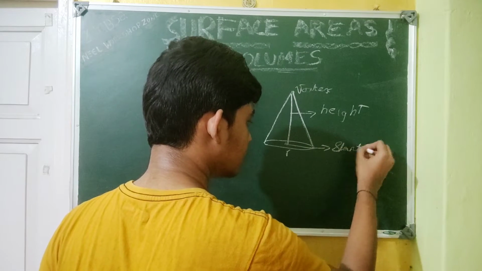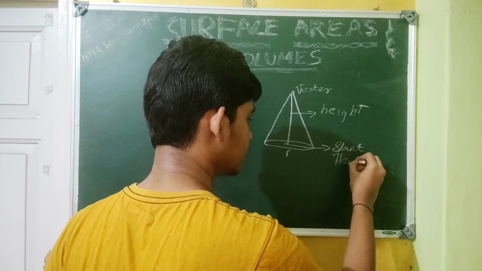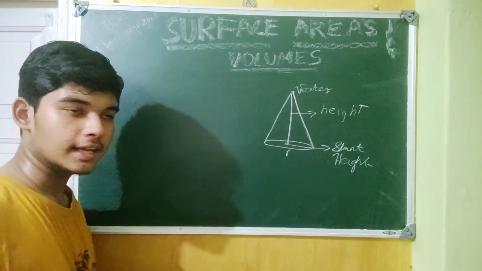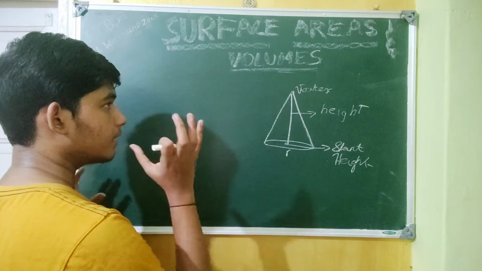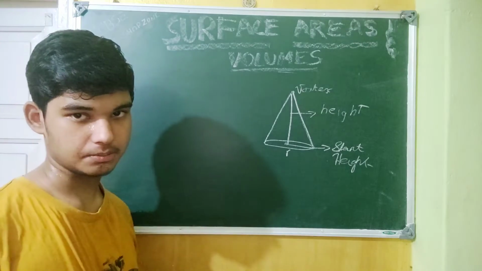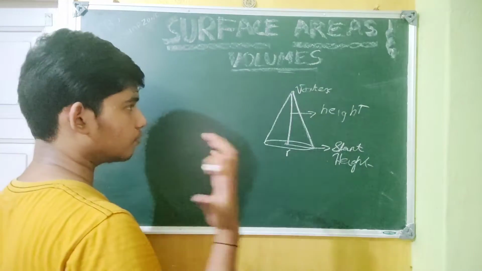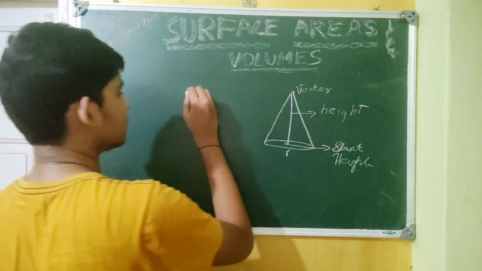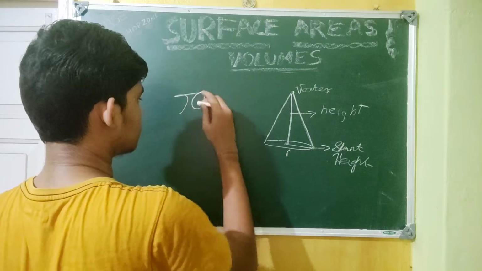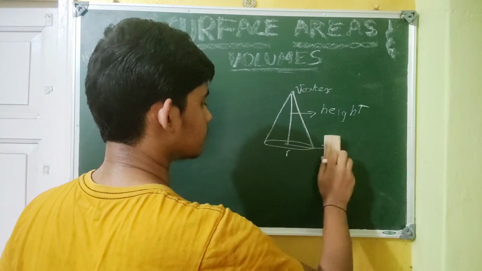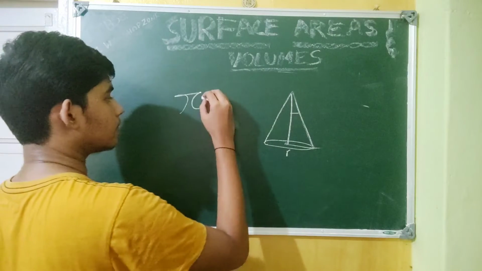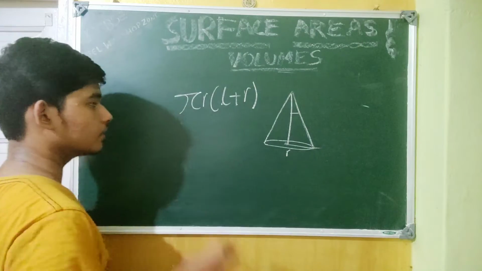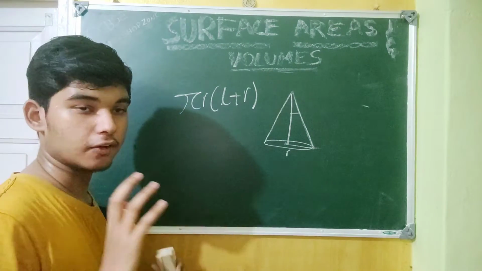In a future episode, we'll talk about how we get this formula, what slant height is, why it is in this position, etc. But for now, we'll just talk about the main formulas and how we'll use them in sums. So, the formula for the surface area of a cone is pi r (L plus r). So this is the formula for the surface area of a cone.